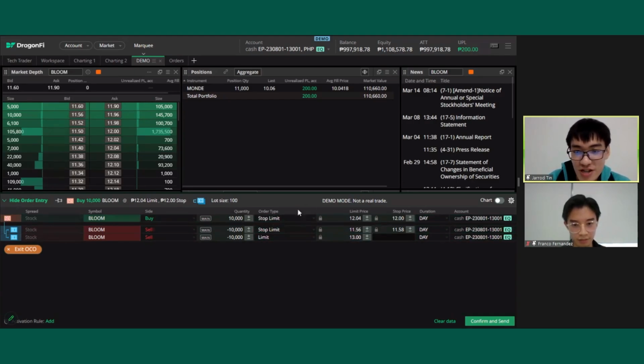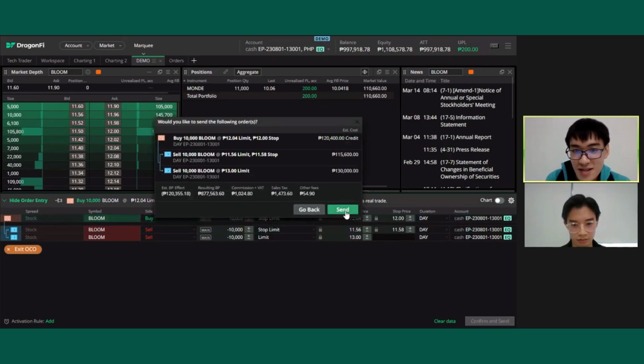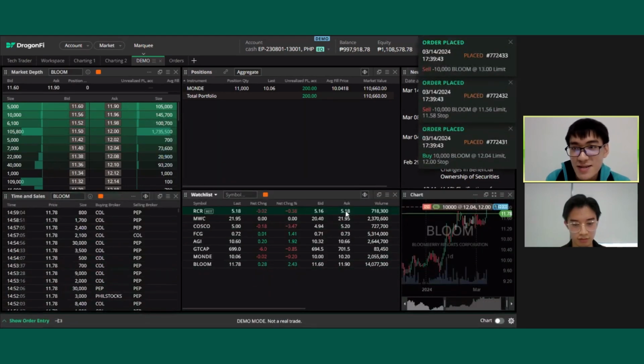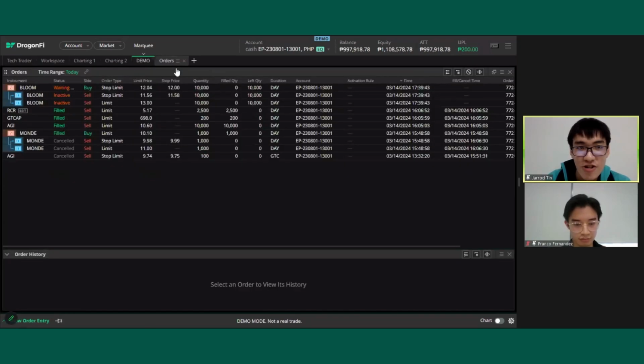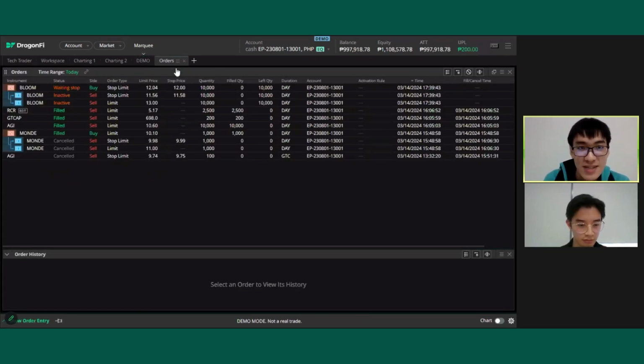Then review your trade, review your order. Once you think that there's no errors, just click here and send. So there, your order is placed. Then you can check your order na lang if it's there.